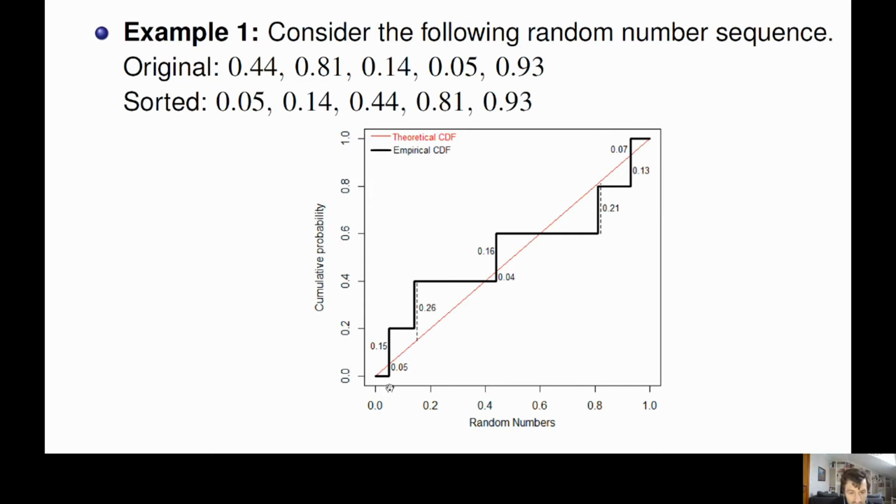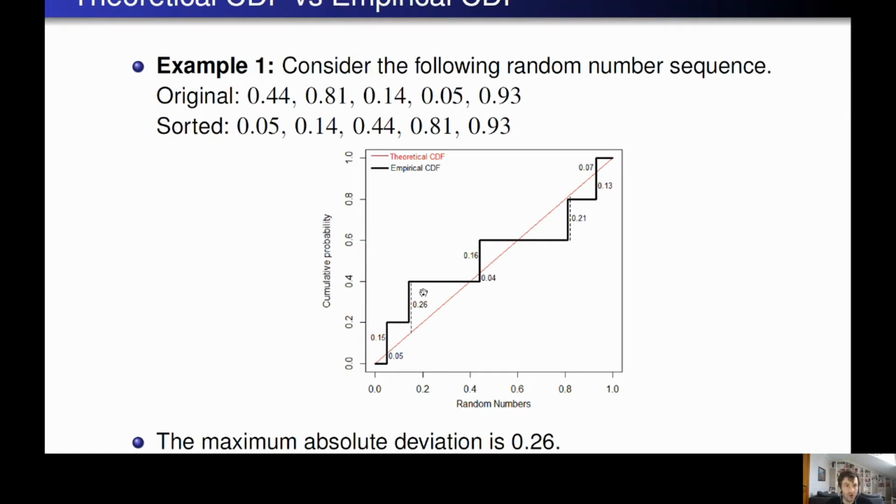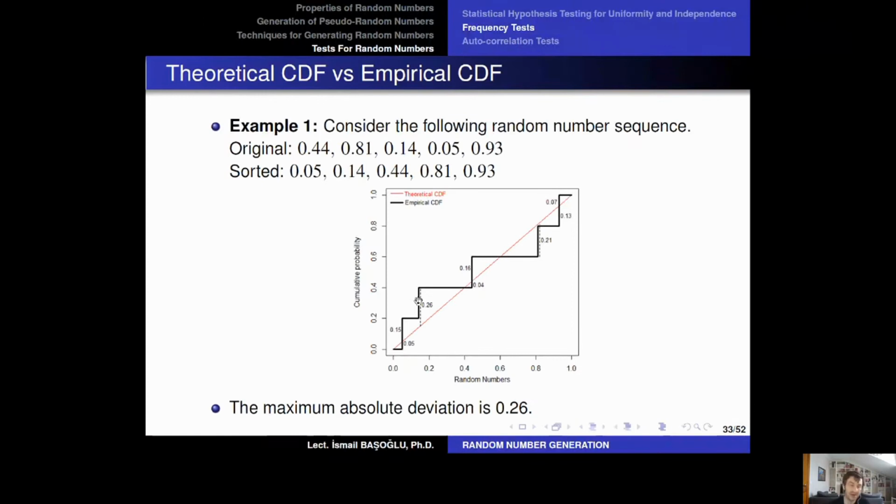So basically, in the projection over the x-axis, you are going to see the observations here. Now, I am just going to check the maximum difference between the theoretical CDF, which is a linear line, and the empirical CDF, which is a stair-shaped function. And the maximum difference is observed here as 0.26. So the maximum distance from the theoretical CDF to the empirical CDF is 0.26, as you can see here. Now, of course, if we are going to make a conclusion about the uniformity property, we need to compare this difference 0.26 with a critical value.